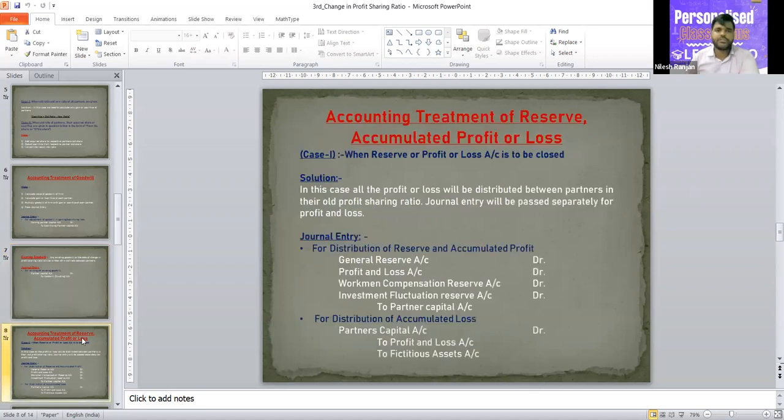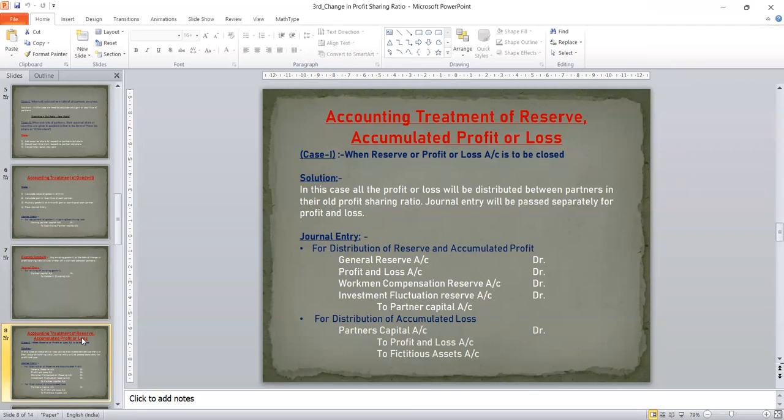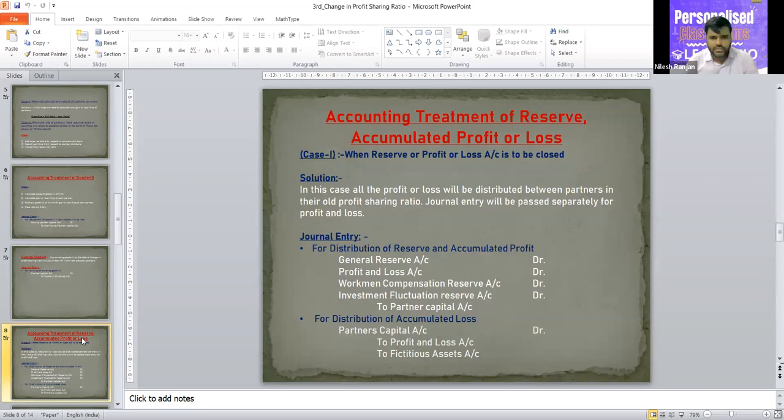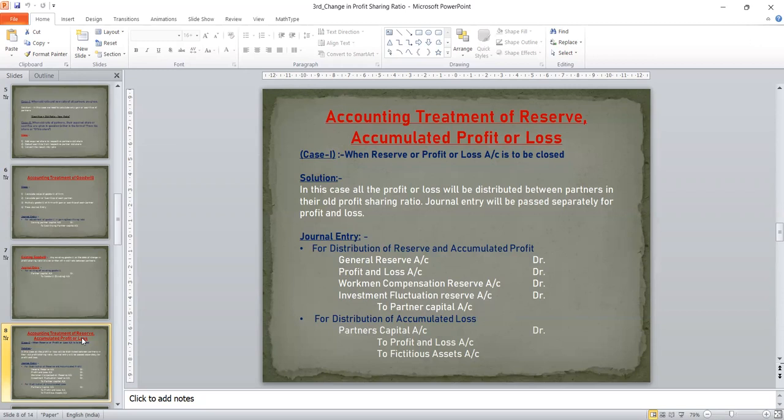The next concept is accounting treatment of reserves, accumulated profit or loss. Okay, sir. We have not completed it. I think it is completed. This one. No, sir, I think it's not completed. Okay, no problem. So, accounting treatment of reserves, accumulated profit or loss.